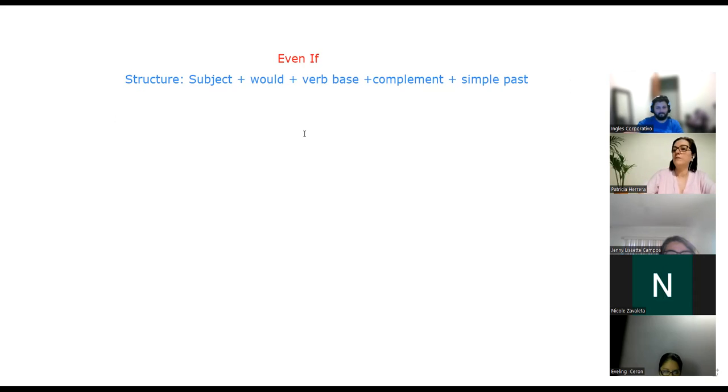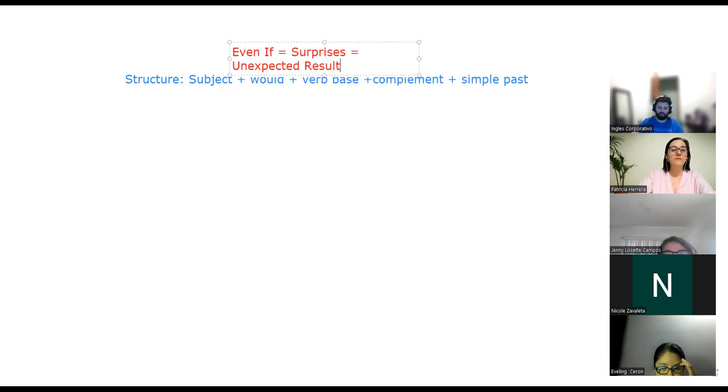Now pay close attention, because I'm going to try to explain this as easily as possible. Even if is used for surprises, something unexpected. It's not like surprise, I brought you a gift. No, an unexpected result. Results that you don't expect.